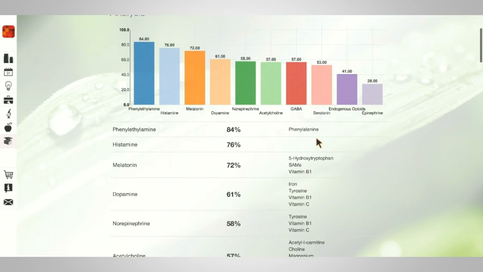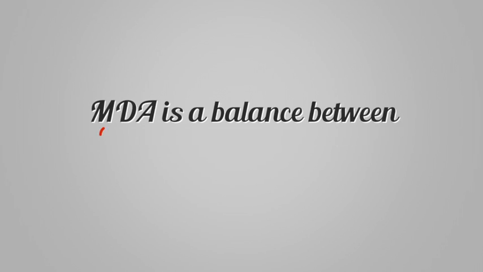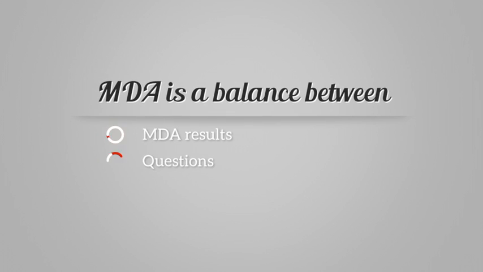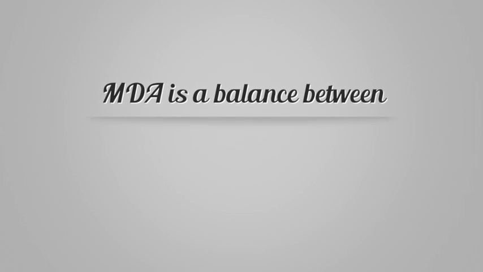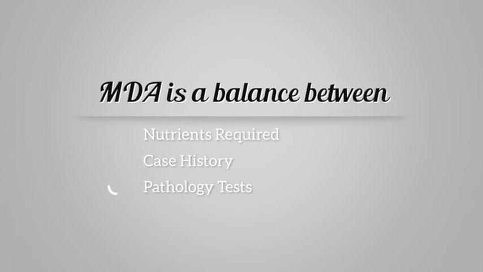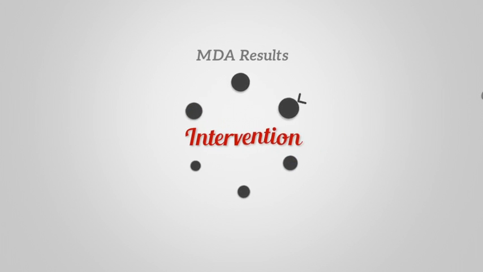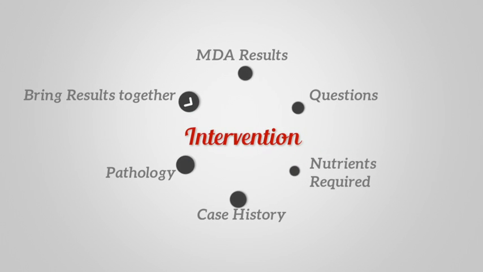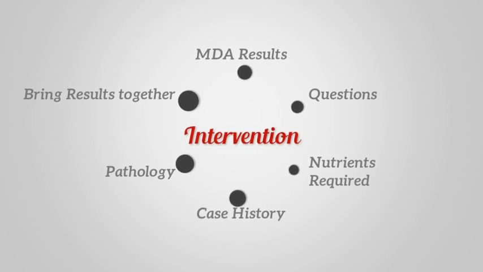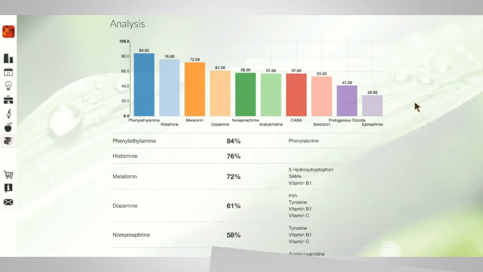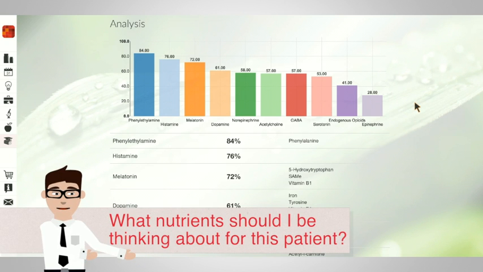Now, the full use of the mood disorder appraisal really is a balance between the MDA results, the questions, the nutrients that should be required, as well as your case history, some pathology tests, anything like that, so that you can begin to triangulate and say, well, the histamine's really low, they've got high homocysteine as well, therefore maybe SAMe's involved, or something like that, depending on all the results and how they all come together. But just looking at the MDA itself, how do we actually take this graph and think, okay, what nutrients should I be thinking of for this patient?